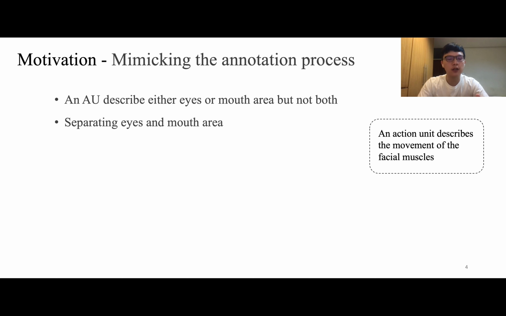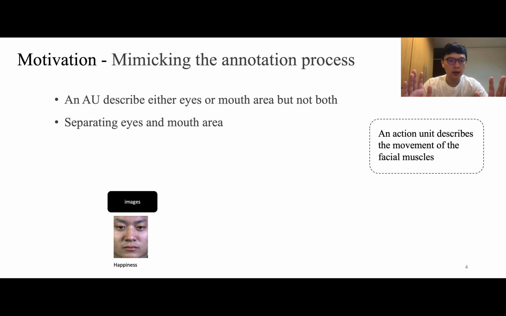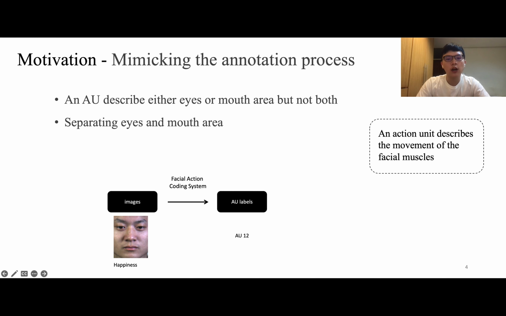Here's the process for how the datasets annotate their data. We have a lot of images, and here I only show one image, for example. The images will be encoded by the Facial Action Coding System to obtain many different AU labels. For example, this image can be encoded into AU12. What does AU represent? AU represents the action unit, which describes the movement of the facial muscles.